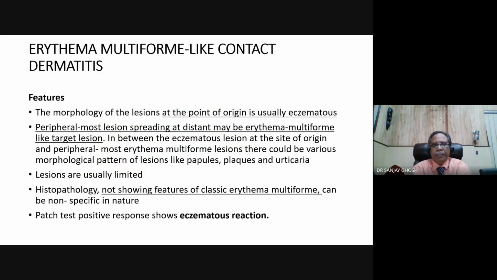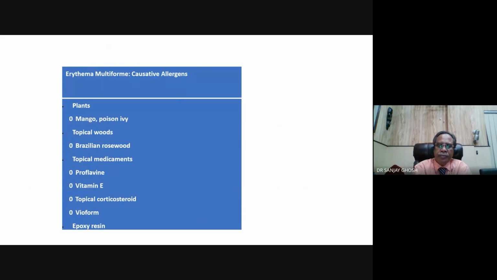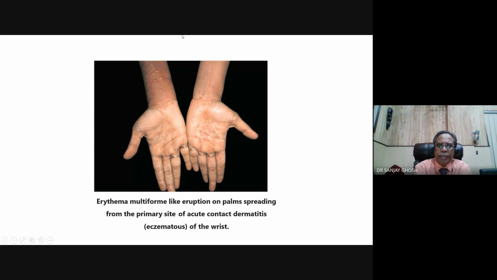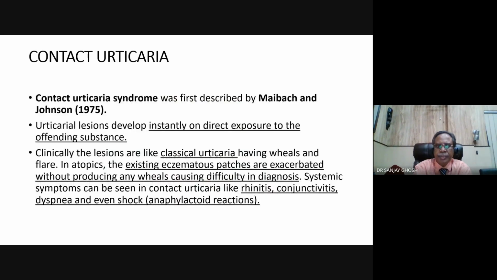Now, erythema multiforme-like eruption I have already shown. The point of origin is actually eczematous, and the periphery will get erythema multiforme. I have already shown the picture. Mango is a very common cause we see, in cases around the mouth. This is a vesicular eruption and ultimately gives rise to an erythema multiforme eruption. This is an allergic contact dermatitis syndrome. Erythema multiforme is a manifestation of it; we have seen such cases with mango, and Singapore people have also reported this.